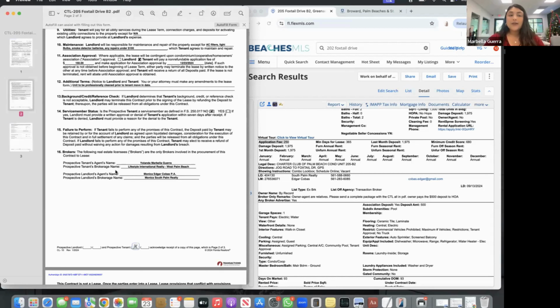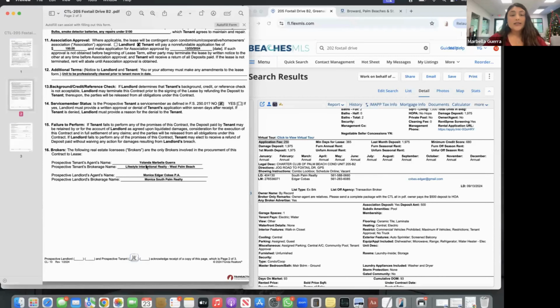Okay. There's also a failure to perform clause. It says if tenant fails, there's nothing for you to do here, but it's good to know. If tenant fails to perform any of the promises of this contract, the deposit paid by tenant may be retained by or for the account of landlord as agreed upon liquidated damages, consideration for the execution of this contract, and in full settlement of any claims, and the parties will be released from all obligations under this contract. If the landlord fails to perform any of the promises of this contract, tenant may elect to receive a refund of deposit paid without waiving any action for damages resulting from landlord's breach.